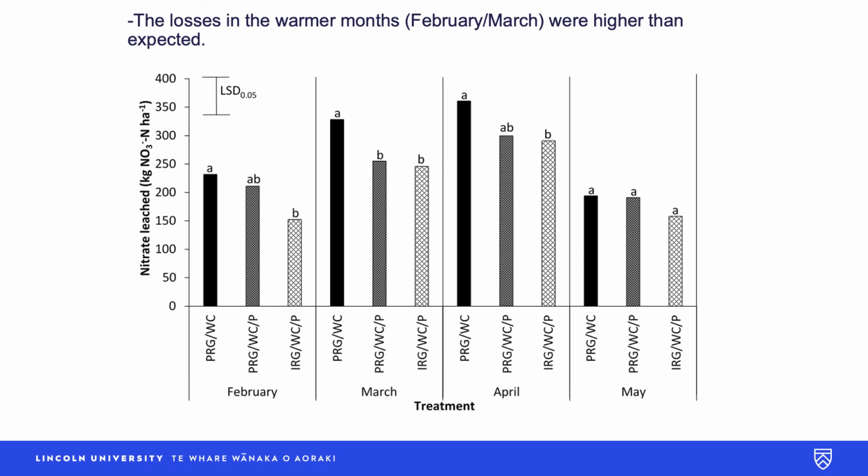We saw the nitrogen leaching losses were actually surprisingly high. In these warmer months, we thought there'd be more plant uptake and lower losses, but there were quite high losses in February, March and April, which is interesting.